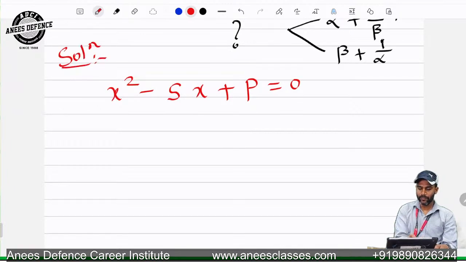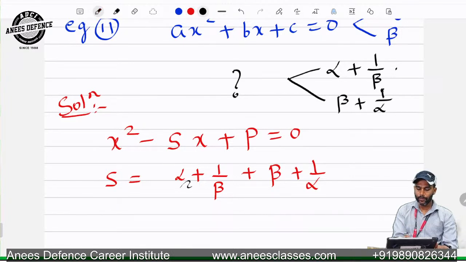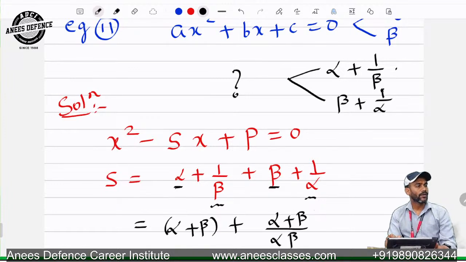So the sum would be, tell me, very easy. What is the first root? Alpha plus 1 by beta, plus beta plus 1 by alpha. Yes or no? Now what we have to do is take alpha and beta together and 1 by alpha and 1 by beta together. So what will you get? Alpha plus beta plus, if you add them, again alpha plus beta over alpha beta. Yes or no? Yes, if you simplify it.